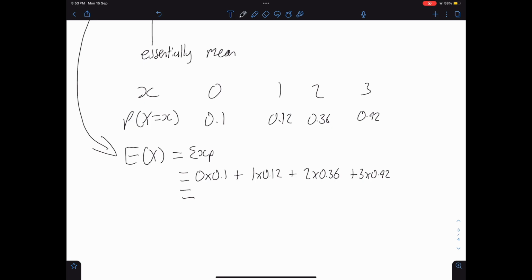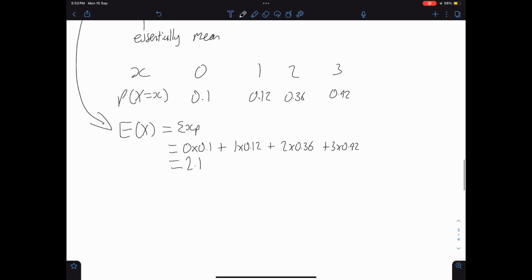So that would get us 2.1. And the reason why this works is, imagine we do this 100 times. We would expect that for 10 times we get a score of 0, for 12 times we get 1, for 36 times we get 2, and for 42 times we get 3, right? That makes sense.